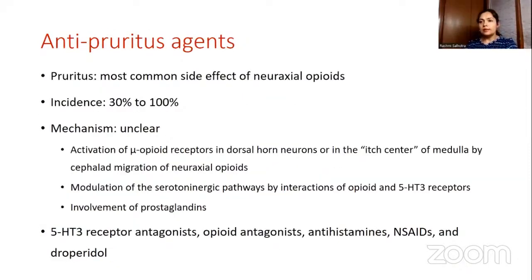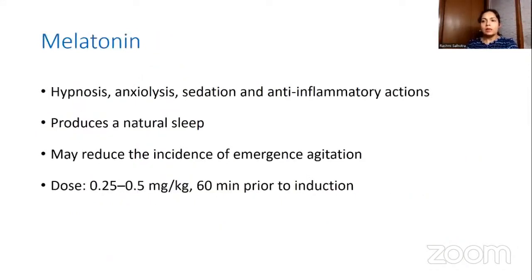Antipruritus agents are very helpful in patients who are receiving concomitant opioids, especially neuraxial opioids, as pruritus is seen with an incidence of 30 to 100% in these patients. So 5-HT3 receptor antagonists, opioid antagonists, antihistamines, NSAIDs, and droperidol are effective agents to reduce pruritus.